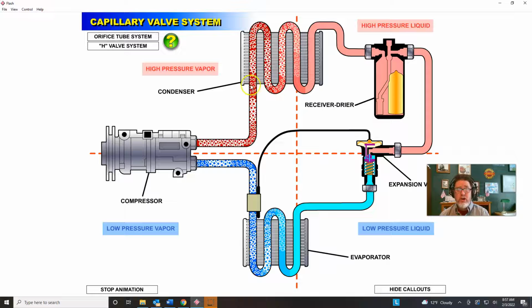So we talk about the four quadrants, and what the pressure is in each of the four quadrants. We talk about the names of the lines. We talk about the status of the refrigerant. We talk about the temperatures of the lines, because that's what we're using to diagnose the system. If the discharge line is not hot, and the liquid line is not warm, and the suction line is not cold, then that's telling me that there's a problem. So now let's talk a little bit about how this expansion valve works.